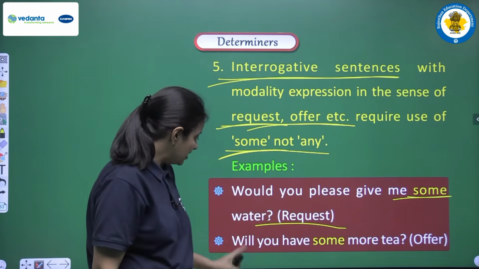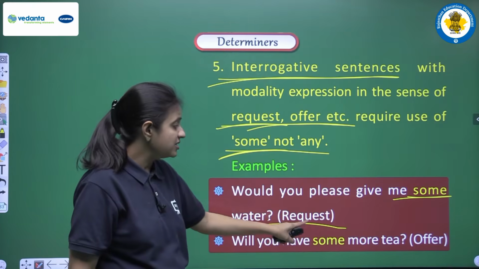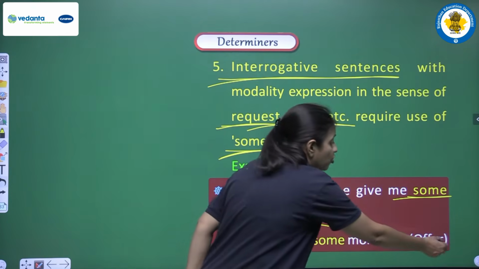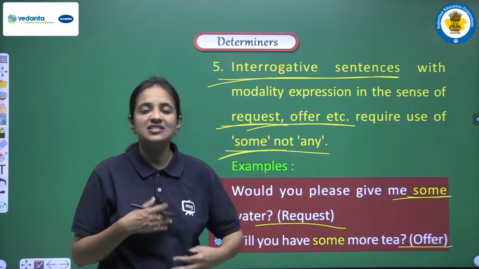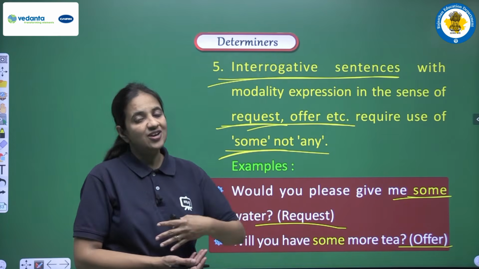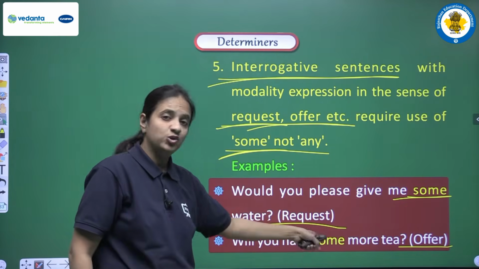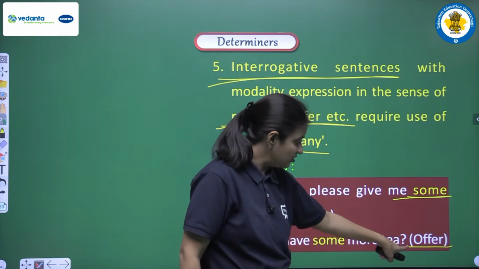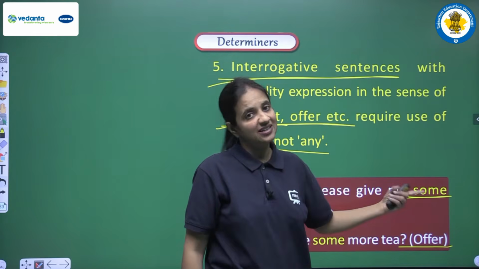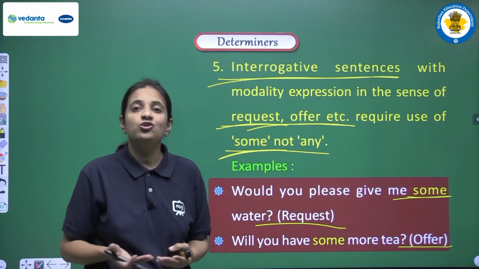One more example we are having: "Will you have some more tea?" Here we are offering something, we are making some kind of offer. So when we are offering something, again we will use some. Yes, this is also an interrogative sentence. We are having a question mark at the end of the sentence, but we have to use some.